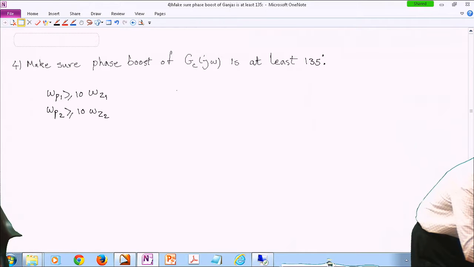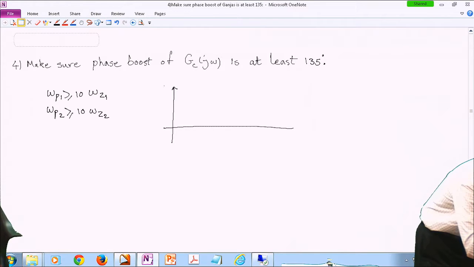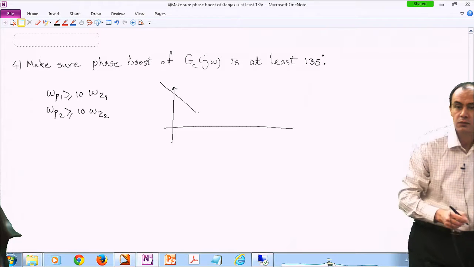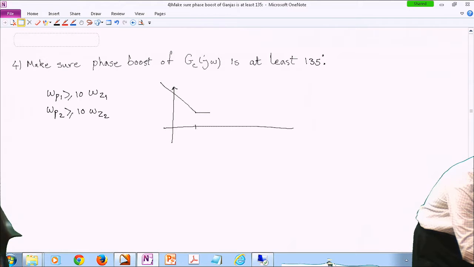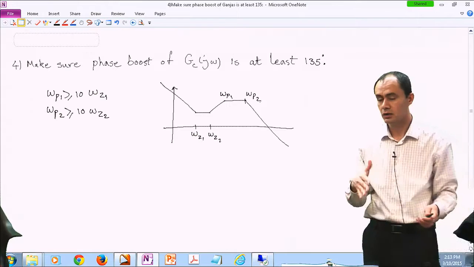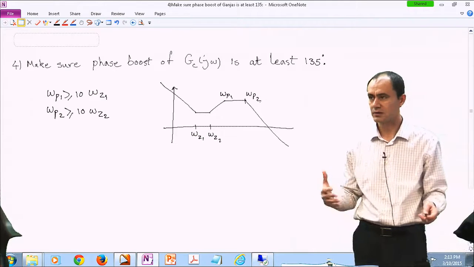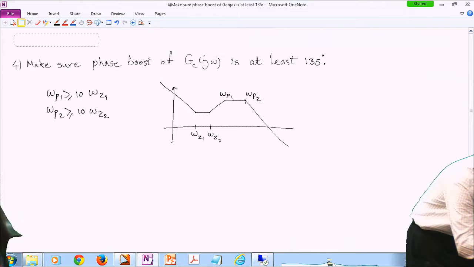Okay. So what do I mean by a phase boost? If you look at our compensation network, as I said, you have the integration. First is your pole at the origin. Then you hit omega Z1, for instance. Then you hit omega Z2. Then, for instance, omega P1. And then omega P2. Okay, so this is generally what it looks like, unless omega Z1 and Z2 are identical, so it might look a little bit different. So this is the magnitude.